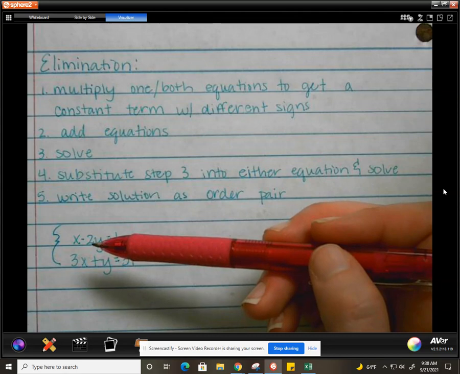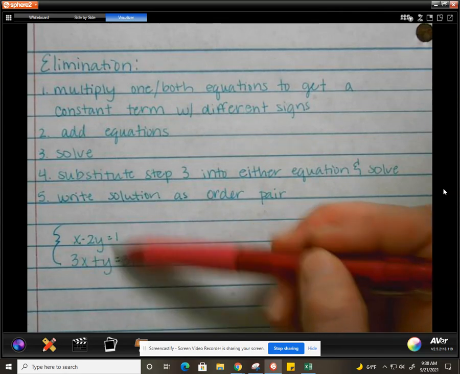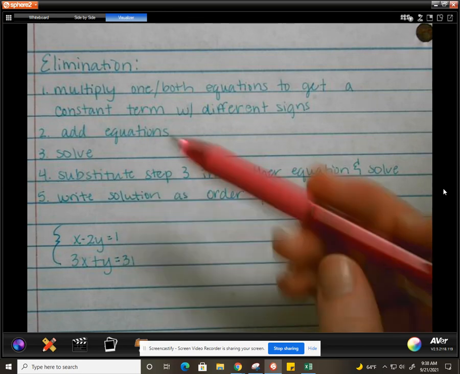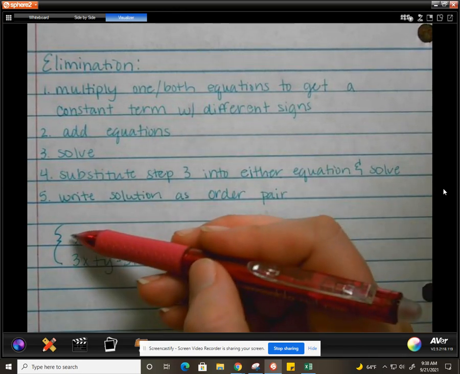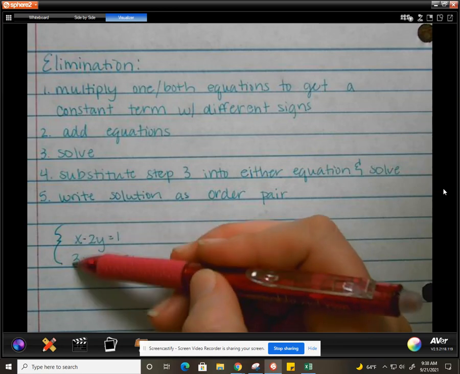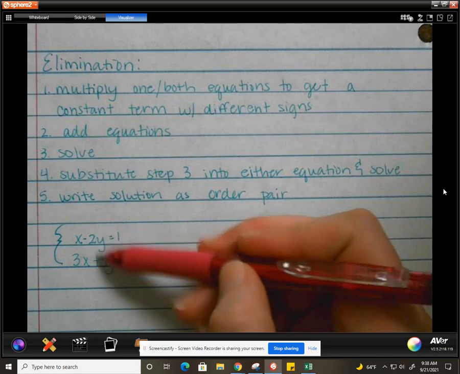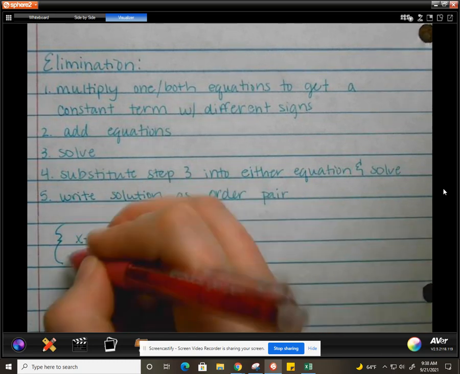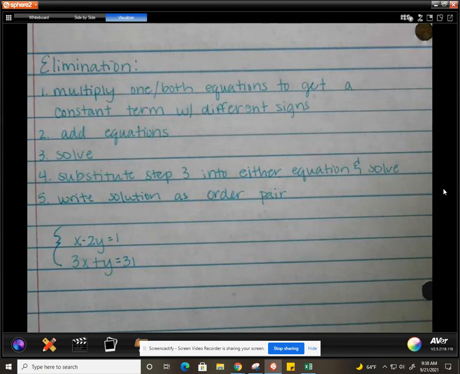So what you're going to want to do, you want to first make sure they are lined up, x with x, y with y, equals, and a constant with a constant. But you can modify this either way. You can multiply the top one by negative 3 to get these to be opposite numbers, or you can multiply the bottom one by 2 because this one's already negative 2. I'm just going to go ahead and modify that bottom equation by multiplying by 2.